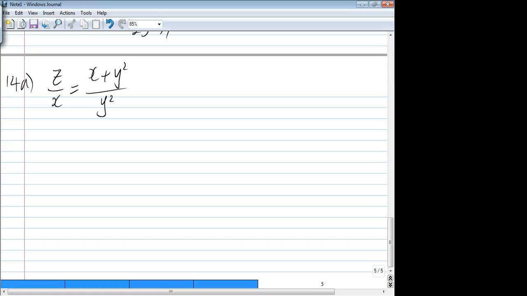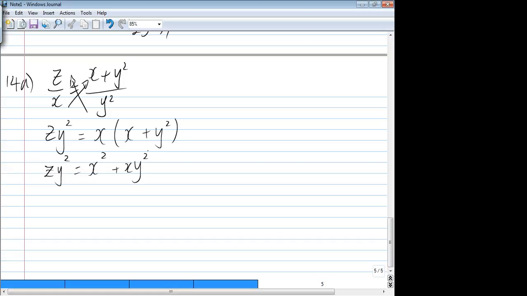So cross multiply them. Draw a little cross with your pencil. And what do we get? Z times Y squared is equal to X times (X plus Y squared). This is always the first step when you encounter this kind of question, and then we need to expand the right hand side. So ZY squared equals X squared plus XY squared.